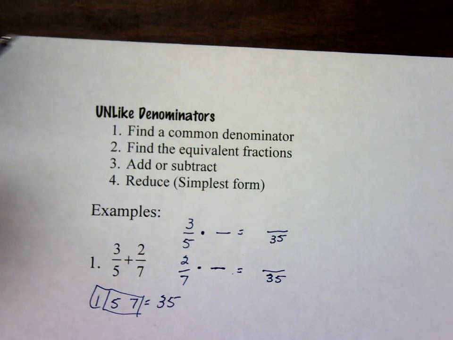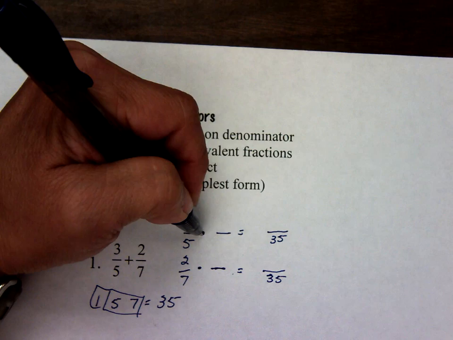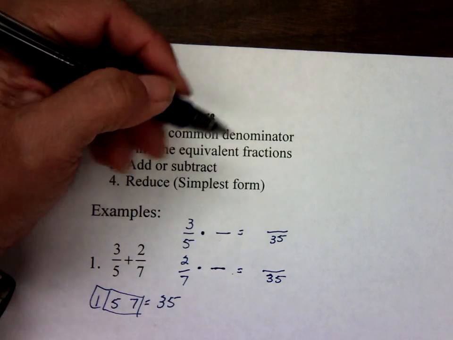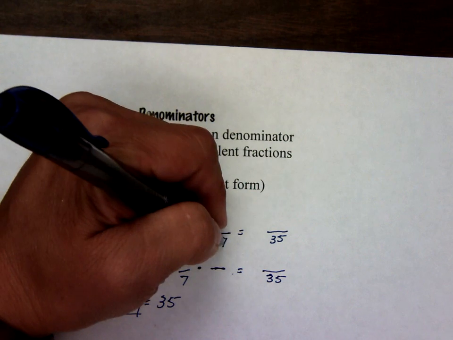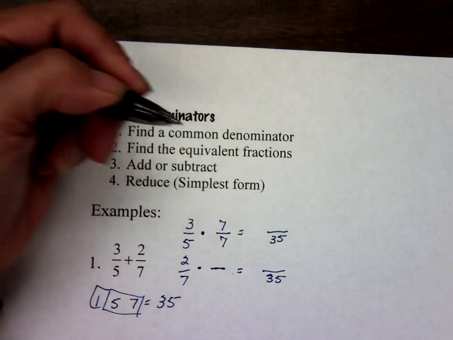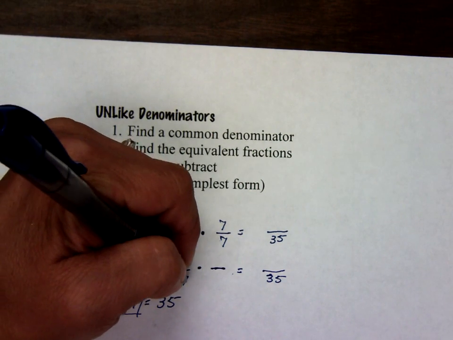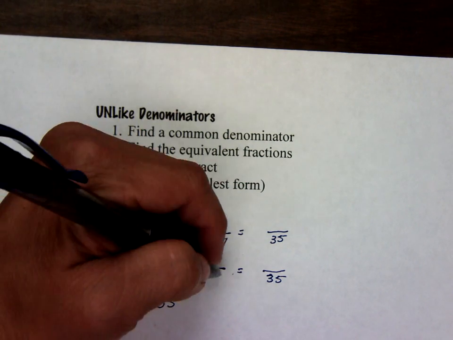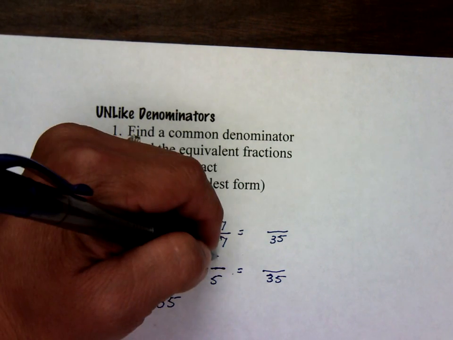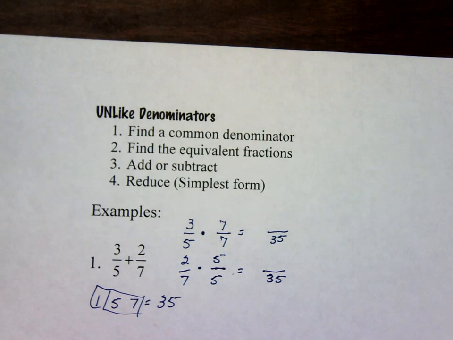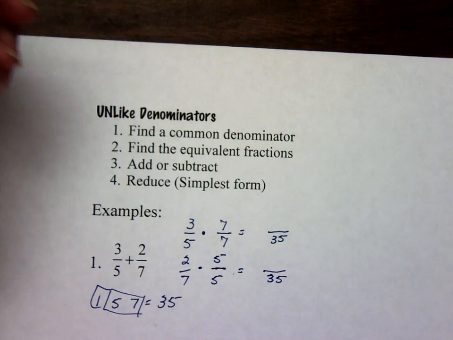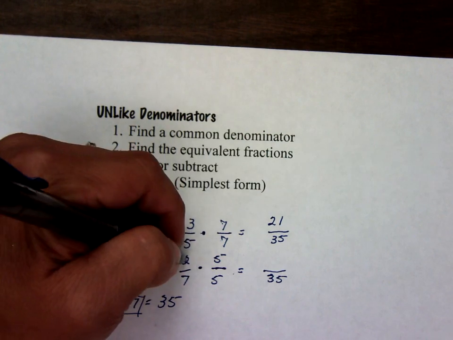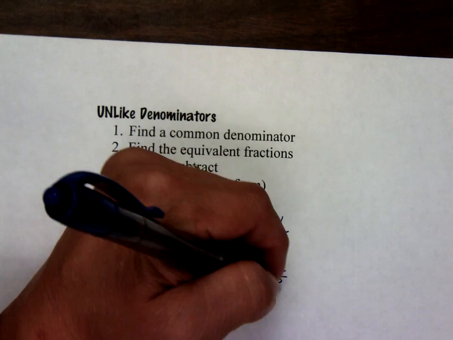Now you have to ask yourself, 5 times what goes into 35, or how many times does 5 go into 35, which is 7. And what you do to the bottom, you must do to the top. Then you ask yourself, how many times does 7 go into 35, or 7 times what is equal to 35, which is 5. And what you do to the bottom, you must do to the top. Now you're going to multiply across. 3 times 7 is 21, and 2 times 5 is 10.